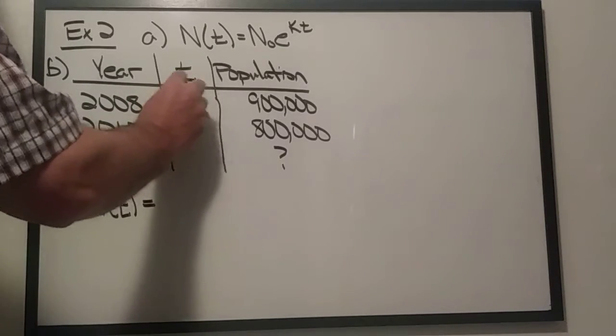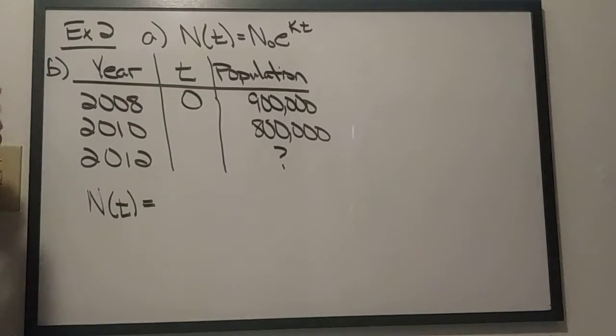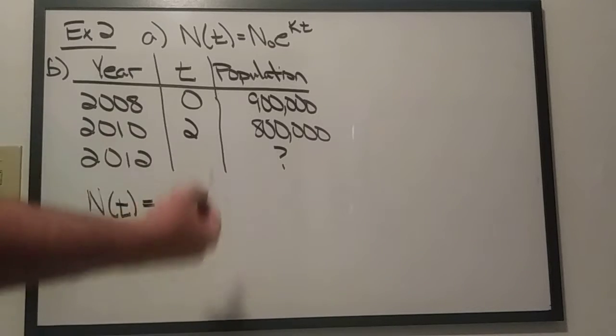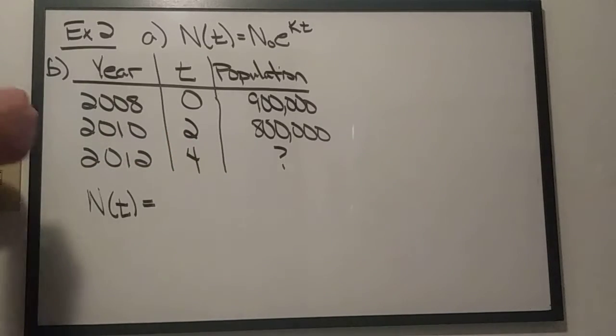So once I've decided that this year, 2008, is associated with a t value of 0, then I can go ahead and find t values for all the other years as well. 2010 is 2 years later, so that means my t is going to be 2 there. 2012, 2 more years later, so we're up to 4.